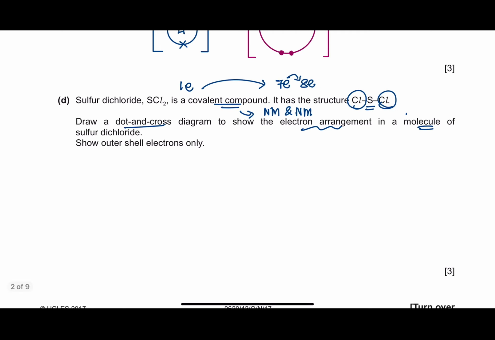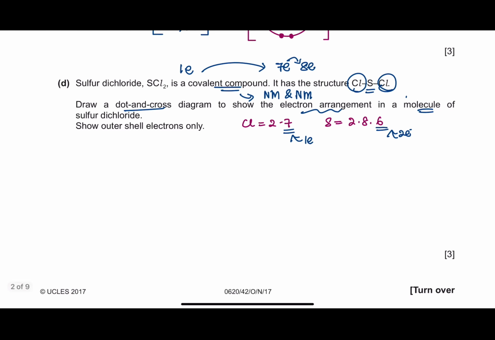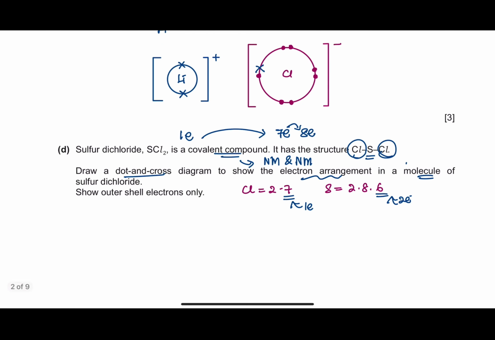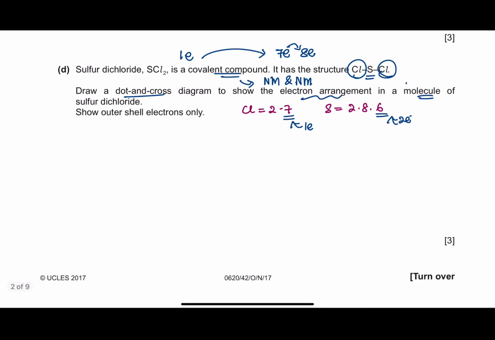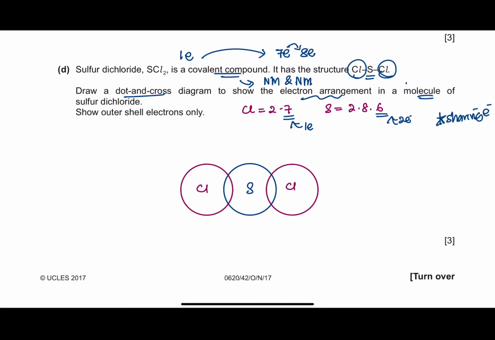Again, before you draw, always write down your electron configuration first. Now as you can see here, chlorine has 7 electrons. It means that it requires 1 electron from sulfur, and sulfur has 6 electrons, so it requires 2 electrons in order to become stable. So this means that they will be sharing their electrons with each other. This one is slightly different from your ionic compound because instead of donating and receiving, they both require electrons to become stable, so they would be sharing electrons instead. So following the structure that has been given in the question, you have sulfur in the middle with chlorine on each side. Now chlorine has 7 valence electrons, so it would look like this.